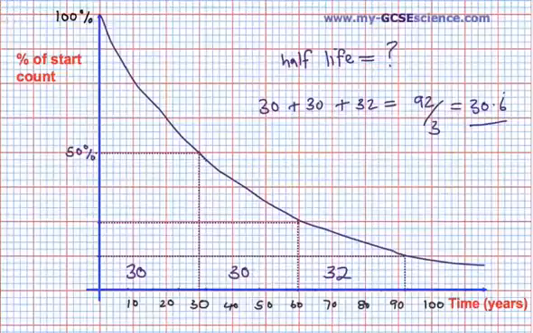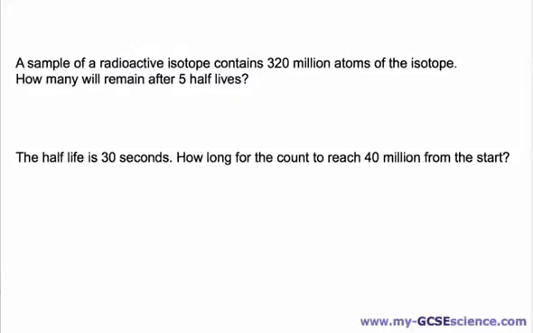Now the last thing I want to do is yet a different angle. I've got a couple of questions here, and let's see if we can work these out. You might want to pause here and try these for yourself and then look over the answers. If not, I'm going to go through the answers right now. So we have a sample of a radioactive isotope, and it contains 320 million atoms of the isotope. How many will remain after 5 half-lives? So 5 half-lives pass. That just means we have to halve this number 5 times.